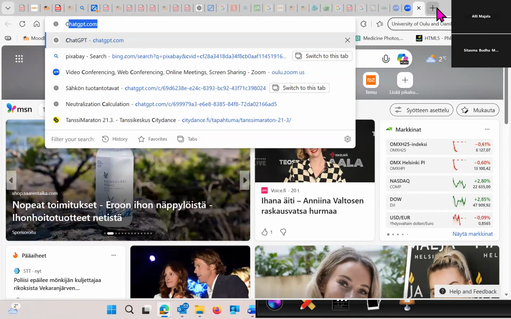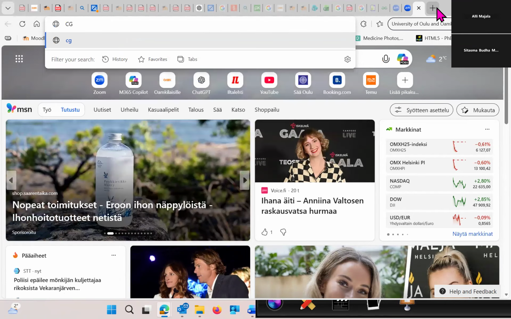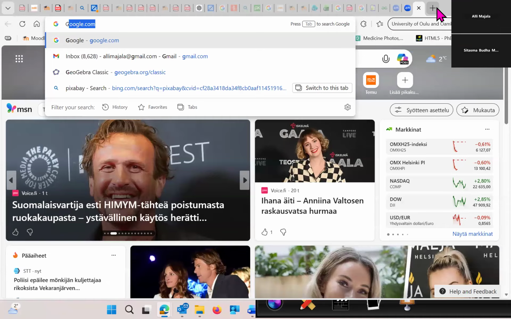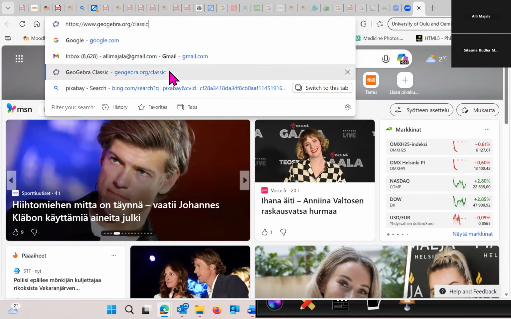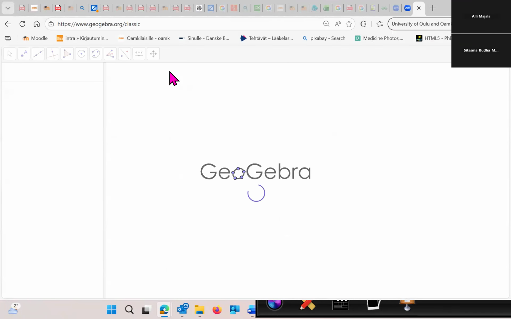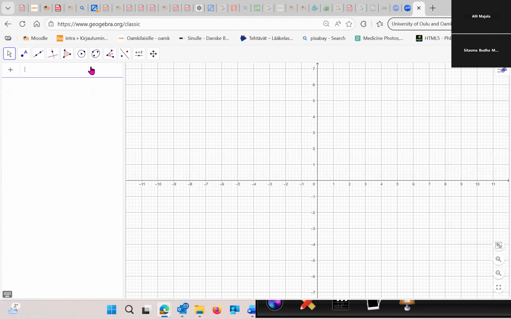So I would use GeoGebra. I would, for example, try GeoGebra. So I put there the minus x, oops, I seem to have x to the power of 2.